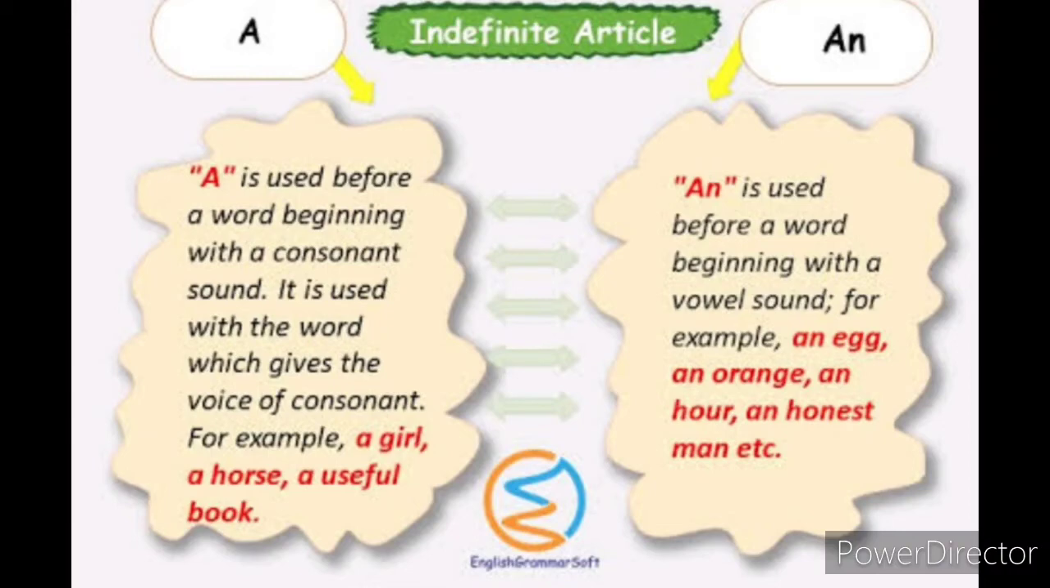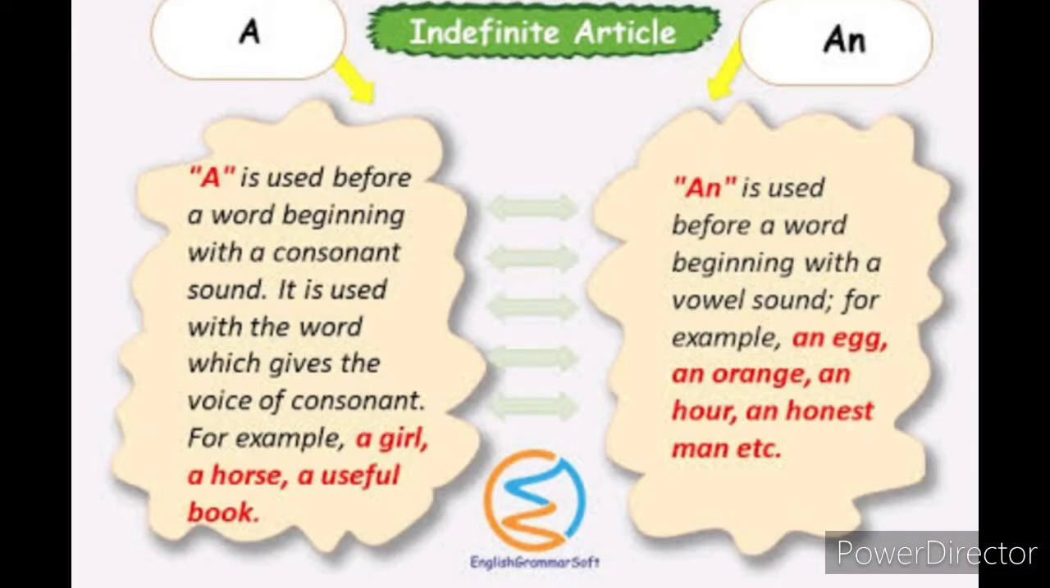That means A must be used before the beginning of the consonant letters. So vowels are A, E, I, O, U. The remaining letters are consonants. So A is used before a word beginning with a consonant sound. It is used with a word which gives the sound of a consonant.